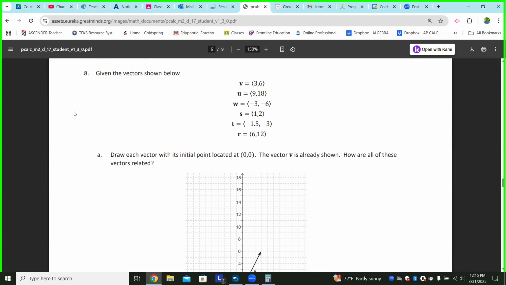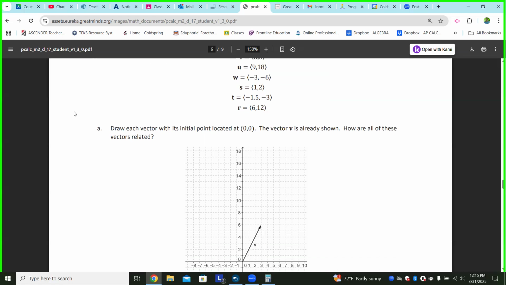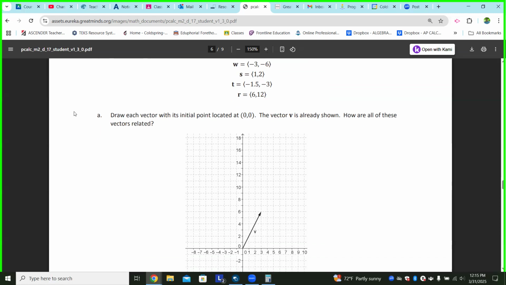All right, so part A, or example 8. It says, given these vectors, it lists a whole bunch of them. It wants you to draw each vector with its initial point located at 0, 0. The vector V is already shown. How are all these vectors related? So I'm going to give you a moment, a couple minutes. Go ahead and graph U through R. V has already been graphed for you.